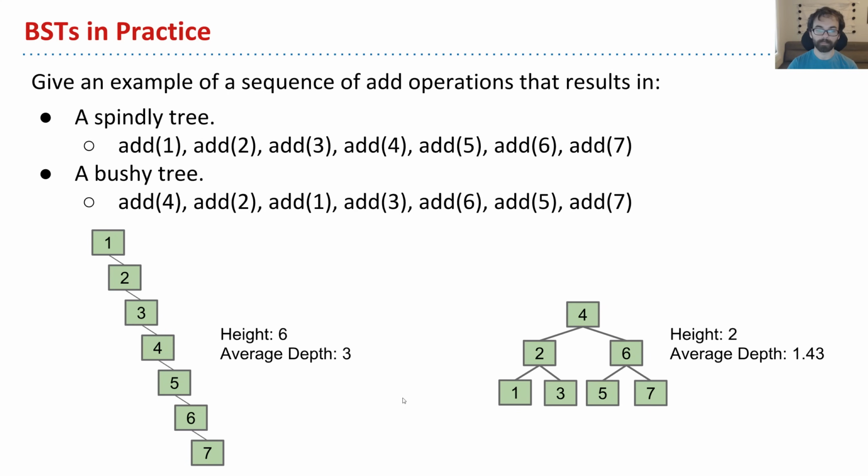What matters here is that I'm adding 6 before 5 or 7, and that'll ensure we get this nice shape over here. So the difference between these two trees is a height of 6 versus a height of 2, or an average depth of 3 versus an average depth of 1.43. Remembering that this is the worst case runtime, and this is the average runtime for a random operation. So we now see that with the same exact items, we can get 2 totally different tree structures. And the only thing that determines the shape is the order in which you add things.